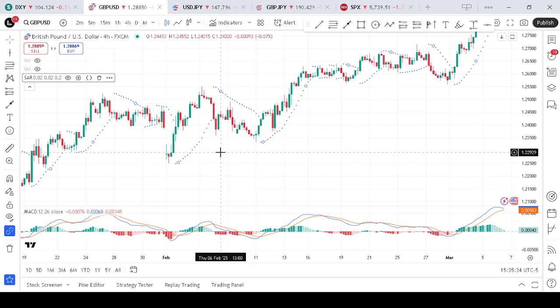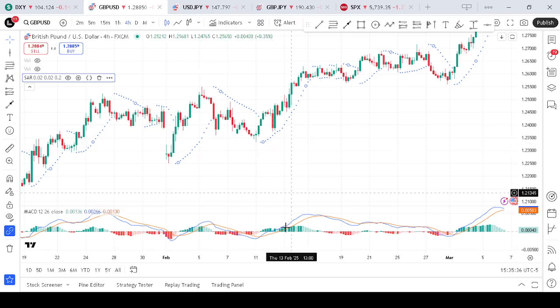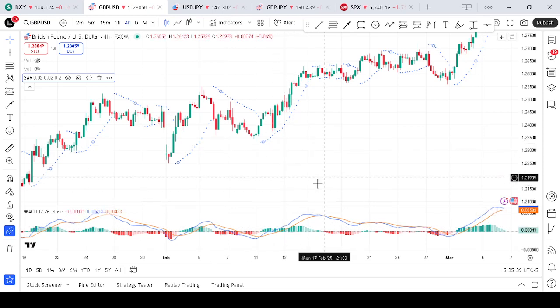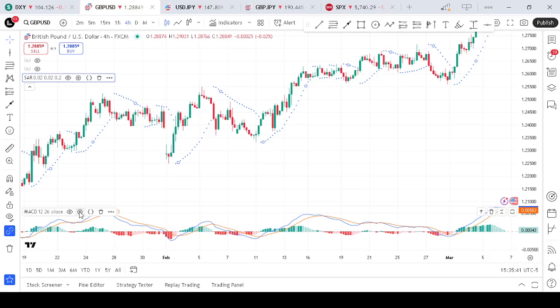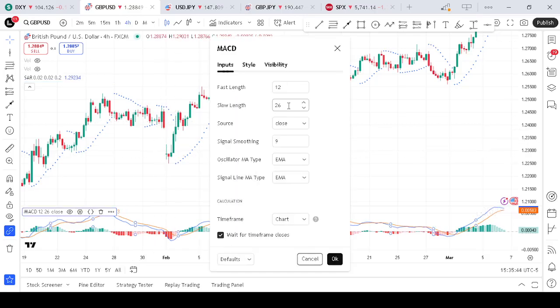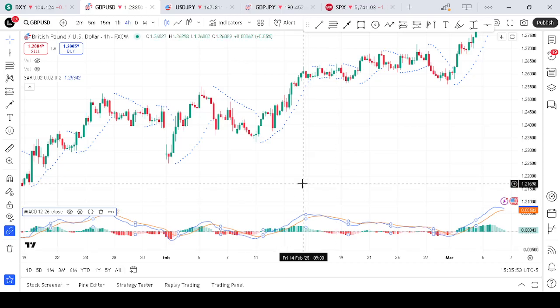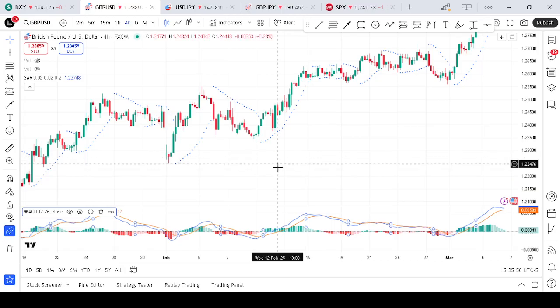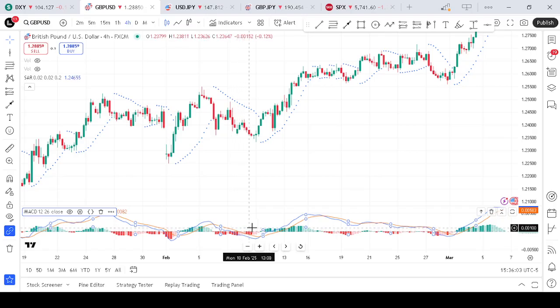While the MACD consists of two moving averages with a standard setting of 12, 26 and 9 for the smoothing signal. These periods have proven to be reliable across multiple currency pairs. The MACD line crossing above or below the signal line generates potential trading signals, while the histogram measures the momentum strength. So this is the MACD we are talking about.